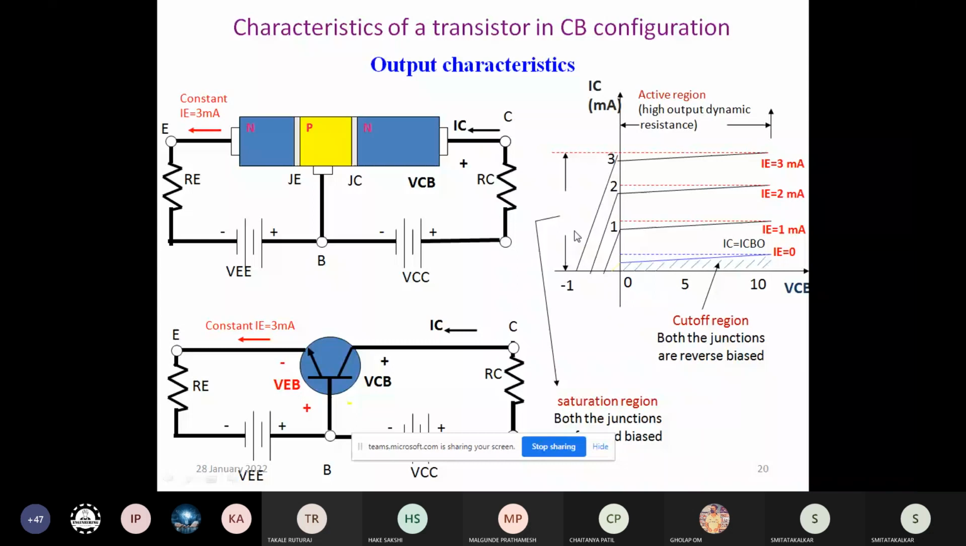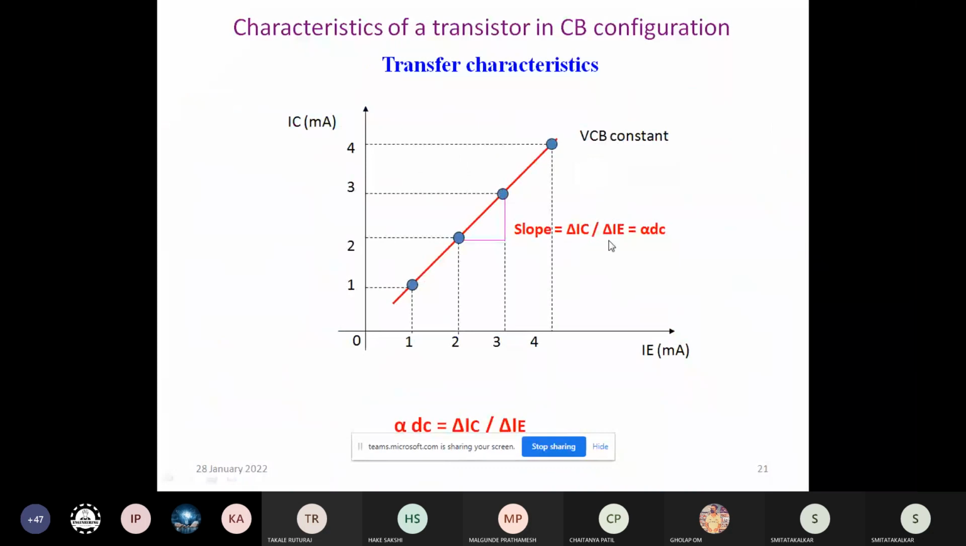And in the third diagram, the base-to-emitter junction voltage is increased in reverse bias. In these regions, the base-to-emitter voltage increases in forward bias, which is the conduction state, and the base-to-collector voltage is also increased in reverse bias. That is known as the active region. Then you can see the slope. This is the slope, alpha DC.